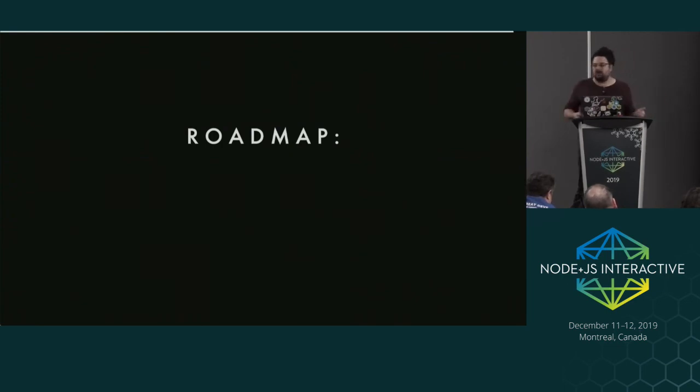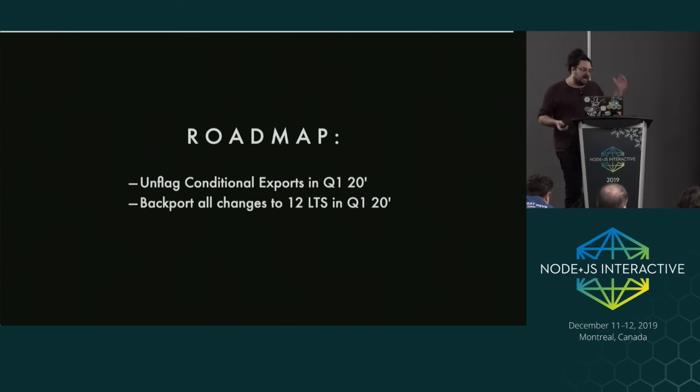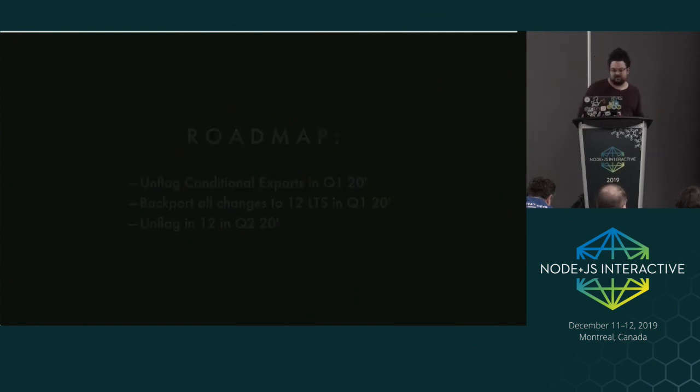To wrap this up quickly, though, we do have a roadmap for where we're going with things. The hope is to unflag conditional exports in early Q1 of 2020. There is the possibility that we may come up with another alternative way of accomplishing this. It hasn't come up yet, so it is looking like conditional exports will be unflagged then. We are aiming to backport all of these changes to Node.js 12 LTS in Q1 2020, but still behind a flag. Unflag in Node 12 by Q2 2020. So the hope would be that at some point in the second quarter of next year, unflagged modules would exist in both 12 and 13.